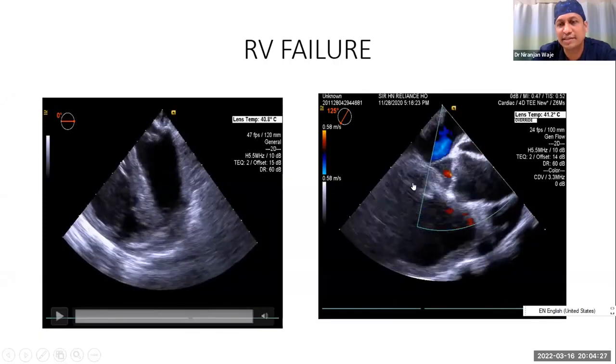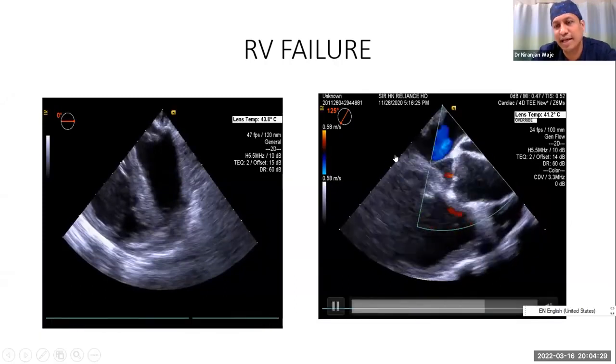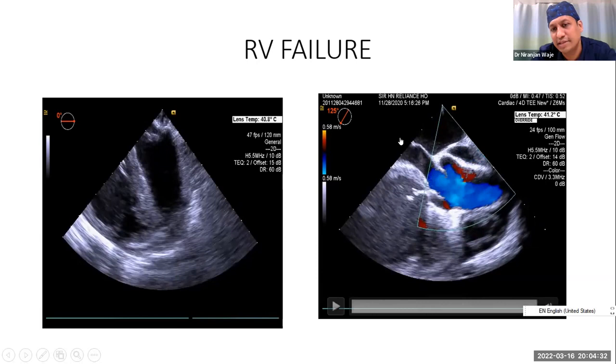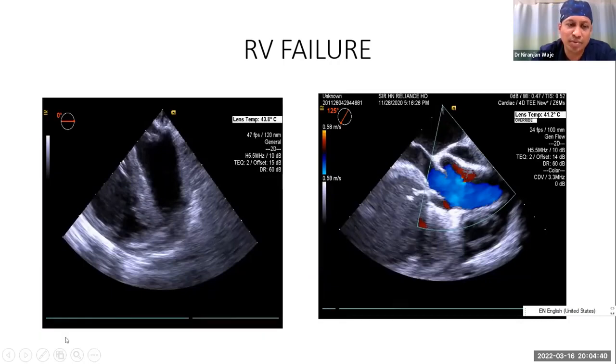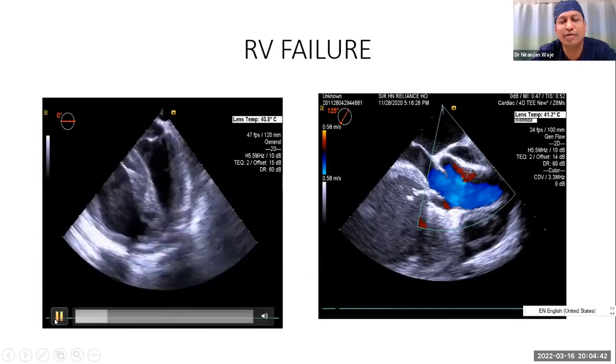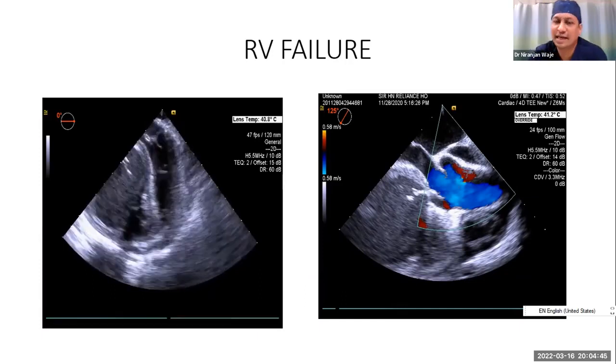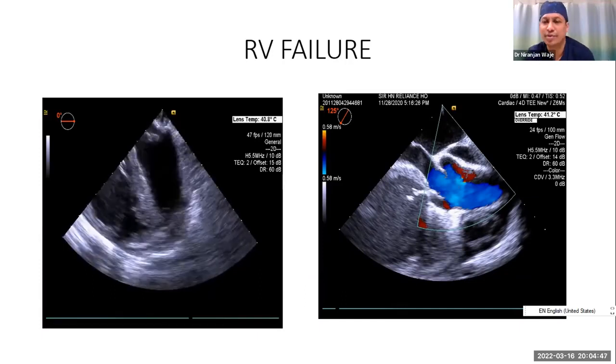On the right-hand side is the same thing in the long axis view: LA, LV, this is the mitral valve, this is the aortic valve, and the flow in the aorta. Normally, the right ventricle should be seen as a small chamber. Here the right ventricle is ballooned out into the LV. So both are classical examples of right ventricle failure. This can happen in pulmonary embolism, where there can be pressure overload. There can be a volume overload as in a massive TR. So this can be identified by the septal motion, as you have seen here.